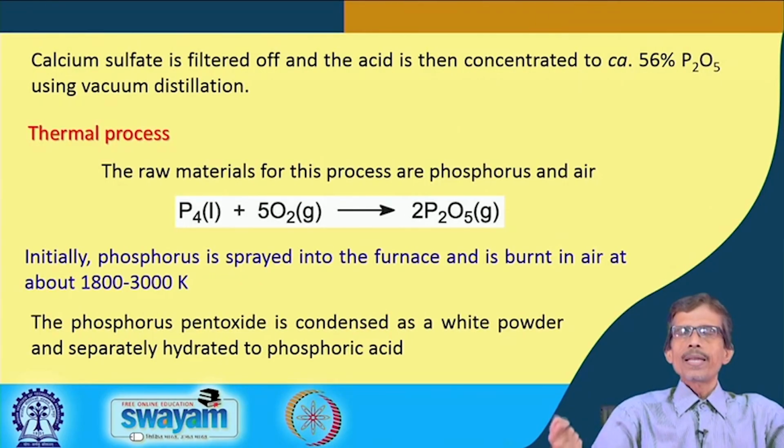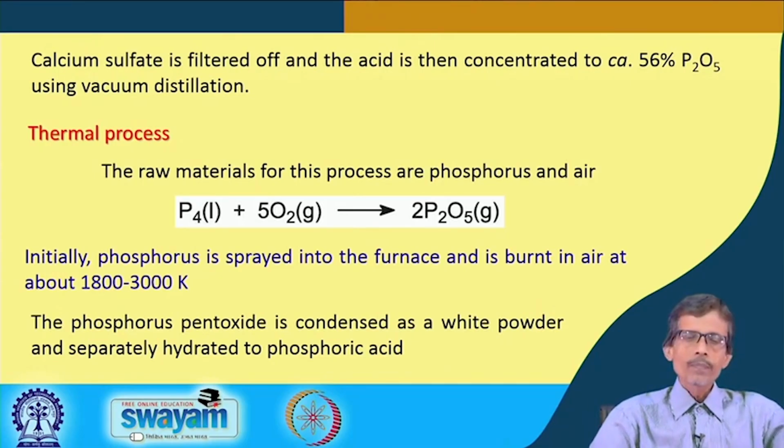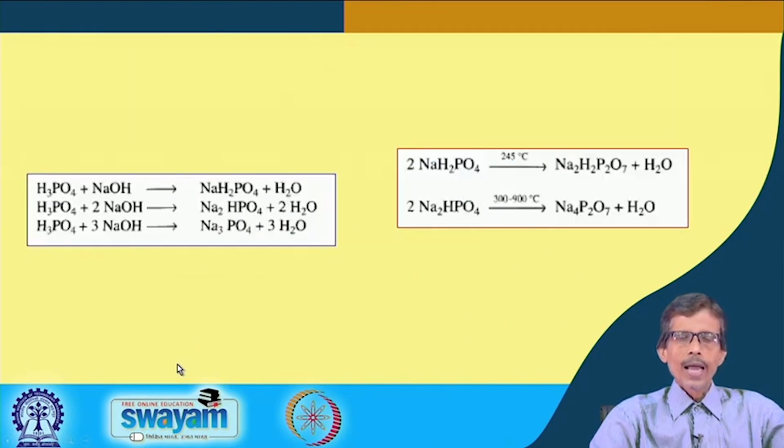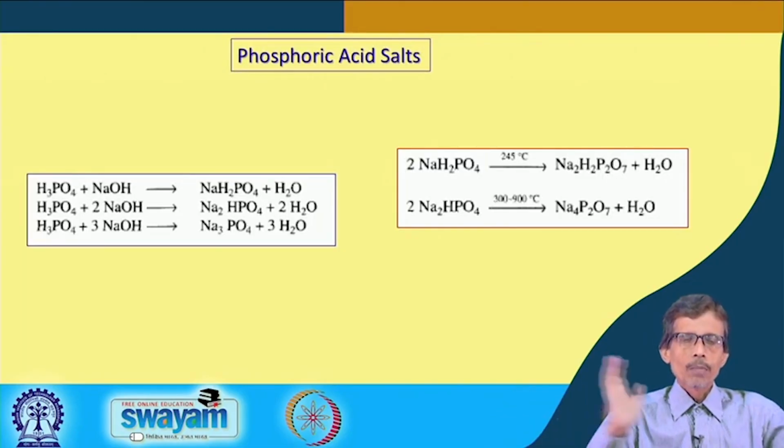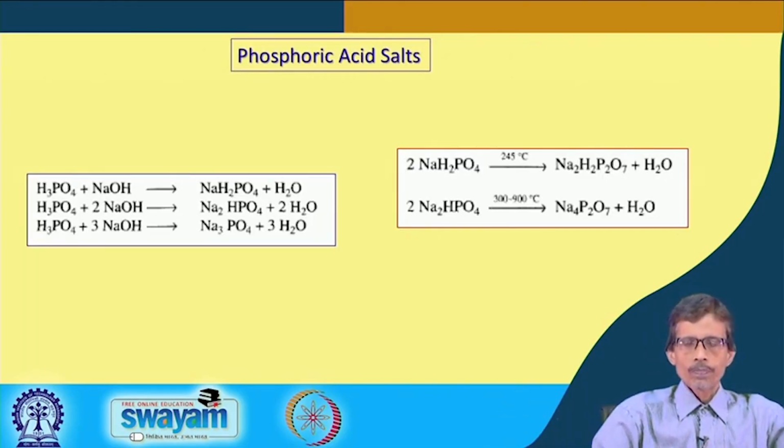So this is a very nice laboratory example of how phosphorus pentoxide can be useful for the industrial purpose of making phosphoric acid. So we get this one, and this particular phosphoric acid we can convert to some other phosphoric acid salts.